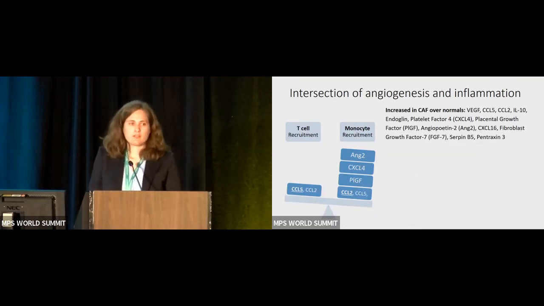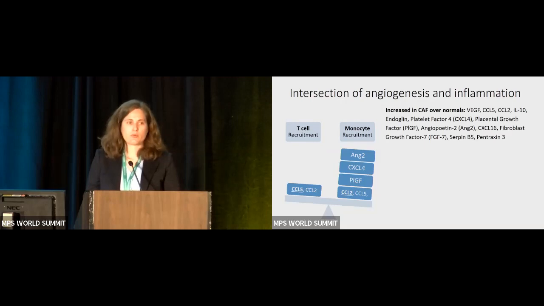So we started thinking more and more about why we are seeing CCL5. And then we looked through the other factors that were increased in the cancer-associated fibroblasts. And we're thinking that a lot of these factors are overlapping between promotion of angiogenesis and inflammation. So CCL5, I've already discussed, is a T-cell chemokine. However, it also is known to recruit monocytes. And then CCL2, or monocyte chemotactant protein, was also high on our list of hits. And as it sounds, it's a monocyte recruiter, but it also can be used to recruit T cells.